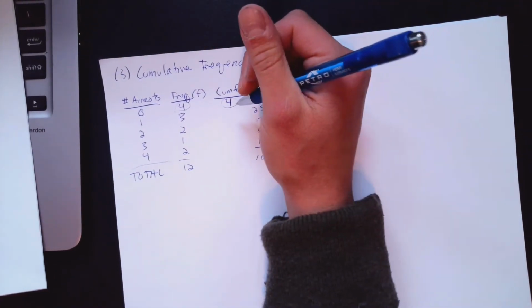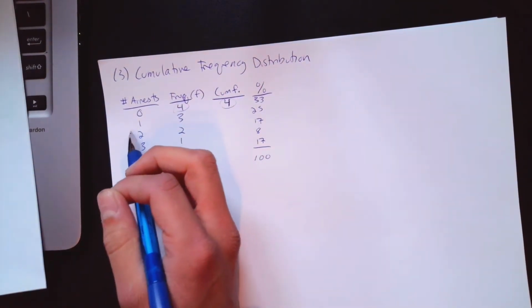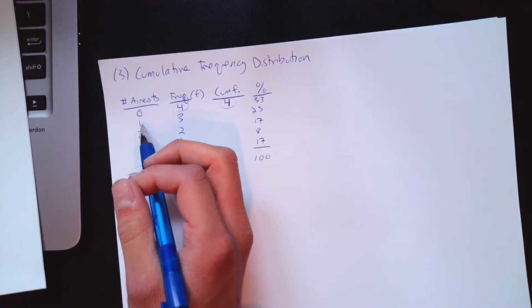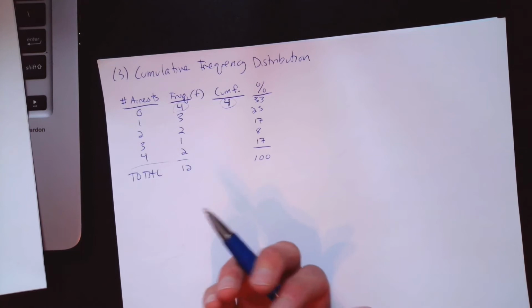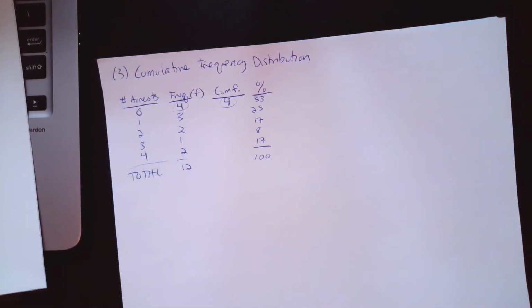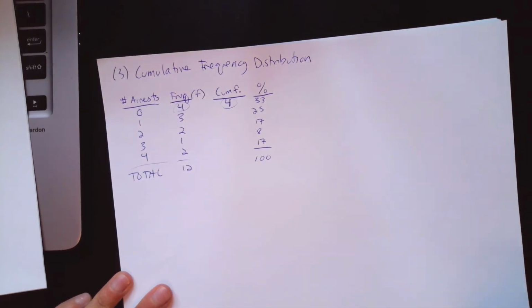Our next cumulative frequency, so the cumulative frequency for 1 arrest, is going to tell us the number of people in our sample who have 1 or fewer arrests. So for 1 or fewer arrests, we're looking at the total number of people who have either 1 or 0 arrests. And in order to find the cumulative frequency, you're going to do something that I call diagonal addition.